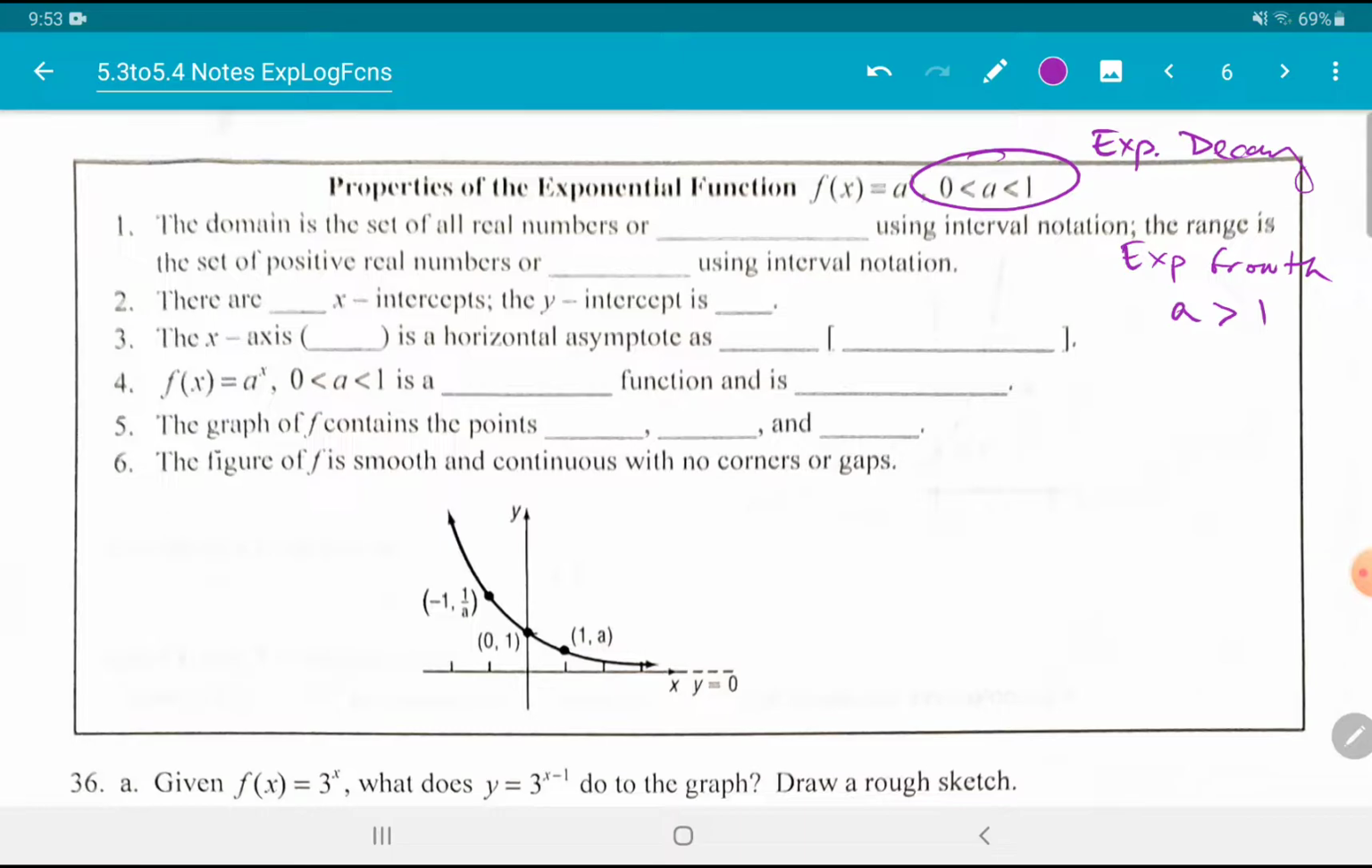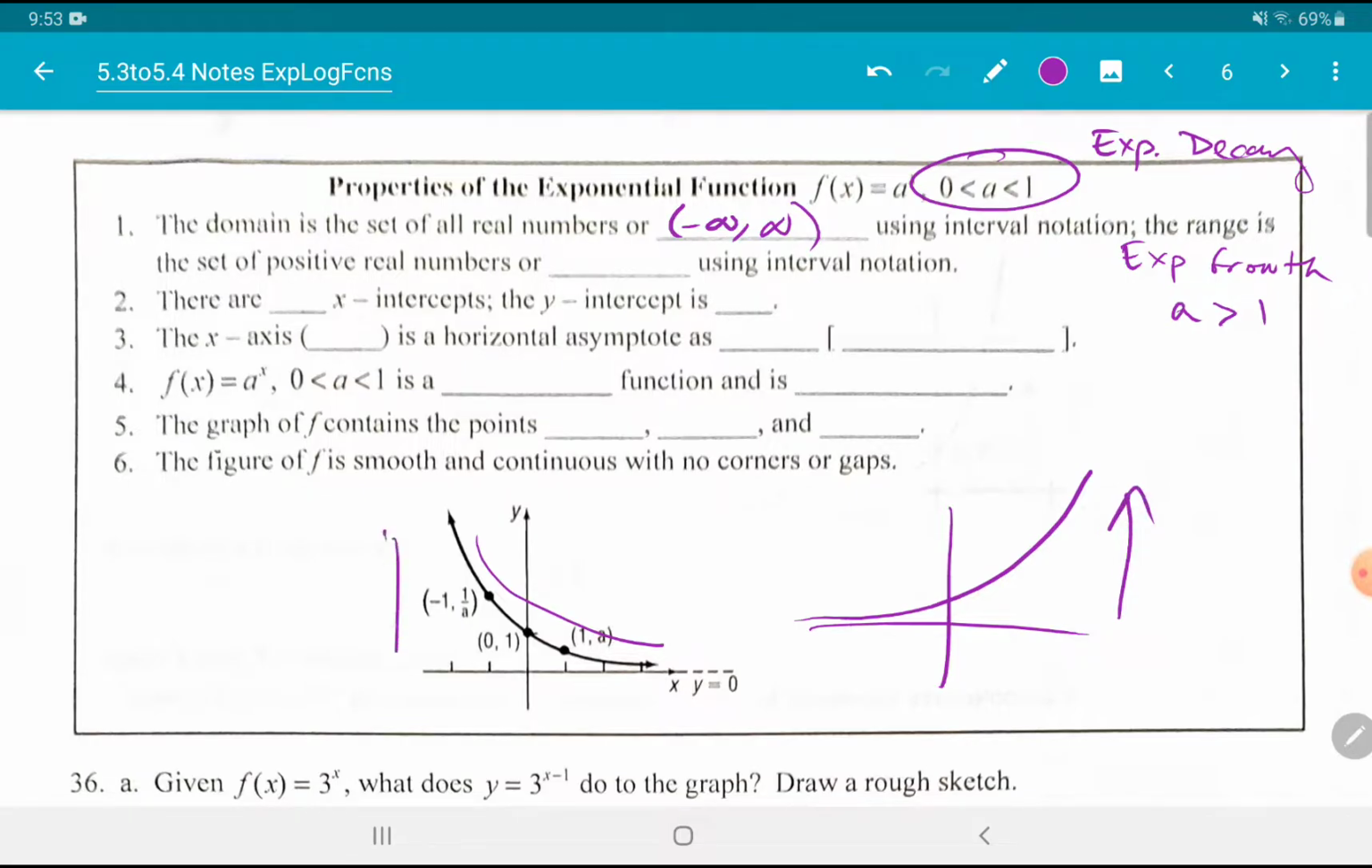The domain is the set of all real numbers. For either exponential decay or exponential growth, the real numbers are always going from -infinity to infinity. That doesn't change. The range is the set of all positive real numbers. We can see that it's always above our x-axis because there's an asymptote there. So we also say that in interval notation, we're going from 0, non-inclusive, to infinity.